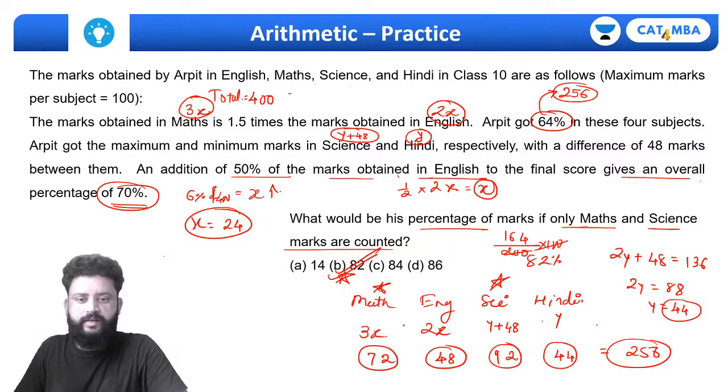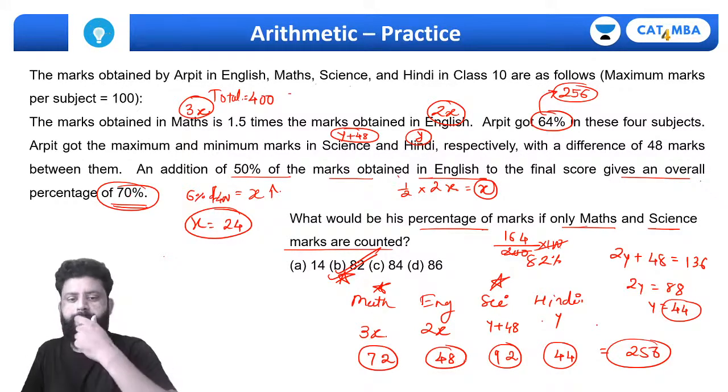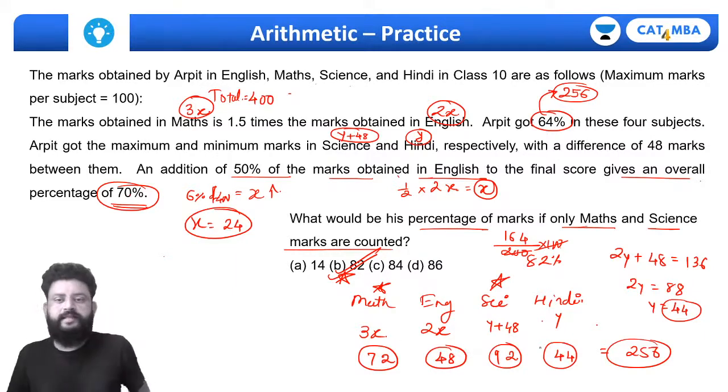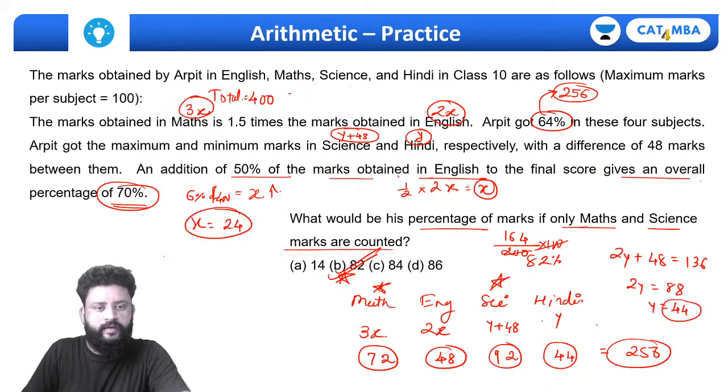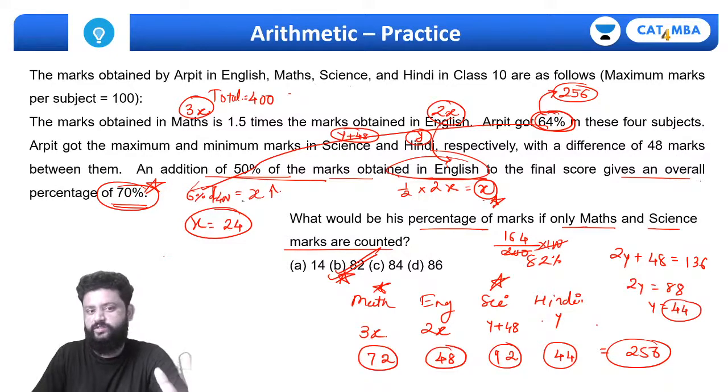Okay, so let me just check the calculation once. If I'm not wrong, it's correct. Yes, that's right. So the key point here was, in addition to 50% of his marks obtained in English, तो मैंने पहले English का 50% निकाला, which is just X, and that's why his overall score goes to 70%. So 64% to 70%, there is an increase of 6%.